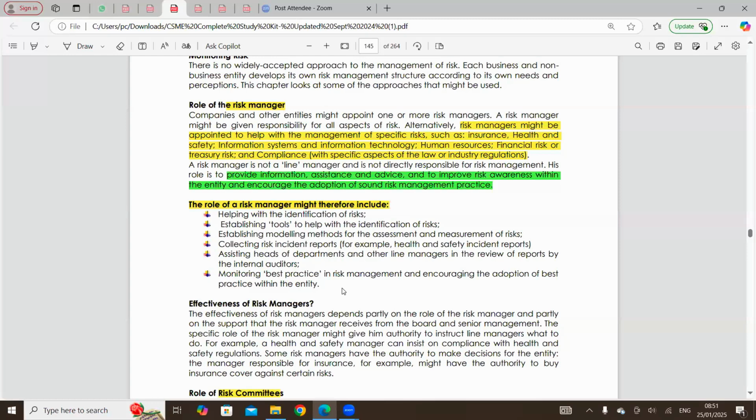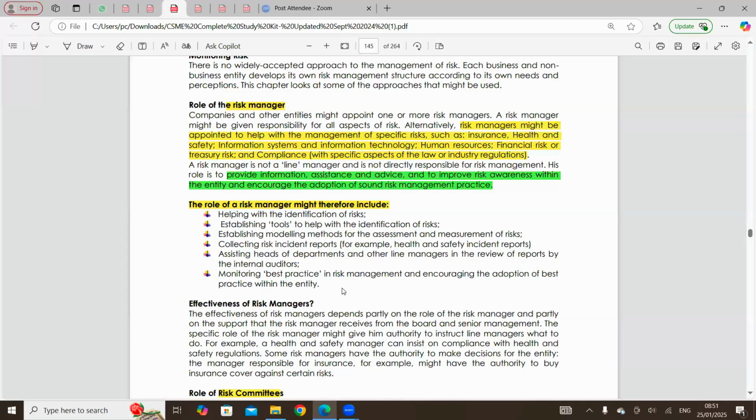Then we have establishing modeling methods for the assessment and measurement of risks. So it is the risk manager that will say, okay, we're going to be using this risk dashboard. If this has happened more than twice, raise up your hand. Or send Google Forms to people in the organization to fill, so that he knows the risks that are most prevalent and how they can manage them.